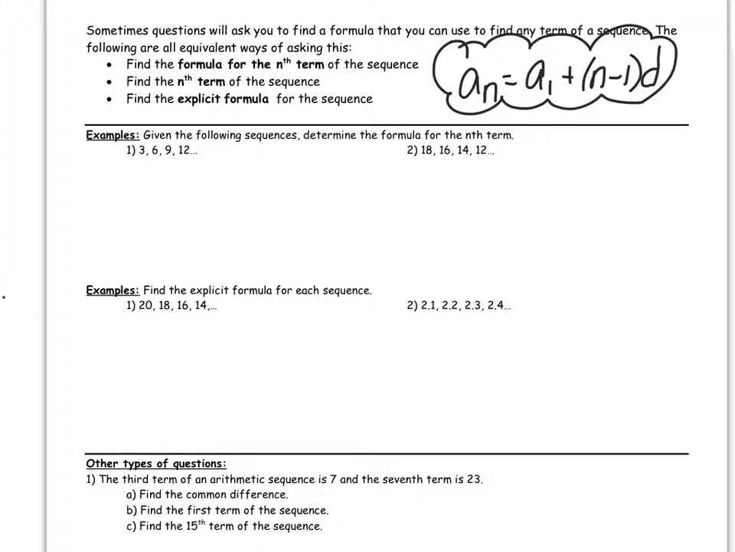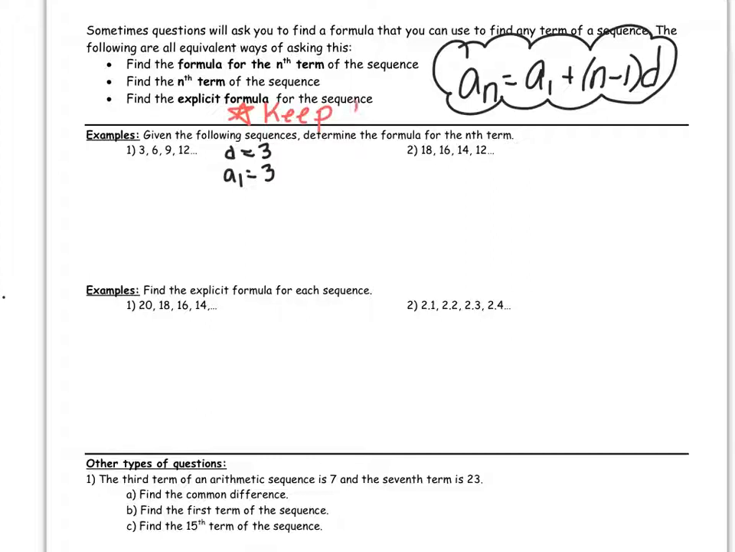So we first have to find our common difference. So let's look at this first one. We have 3, 6, 9, 12. It looks like my common difference, d, is 3. I know my a sub 1 is 3 as well. That's my first term. And honestly, that's all that we need. Because if we want to use a formula that we can plug into, we're going to need to keep the n values.